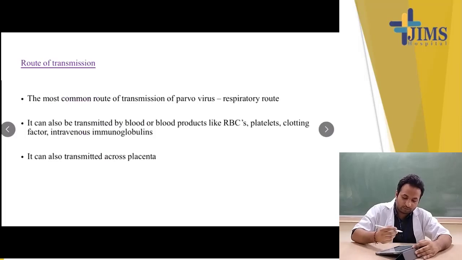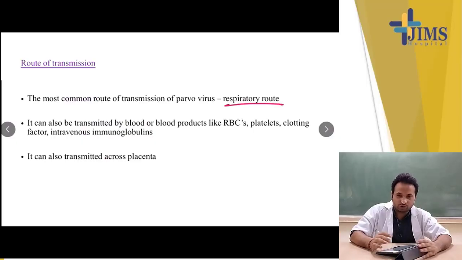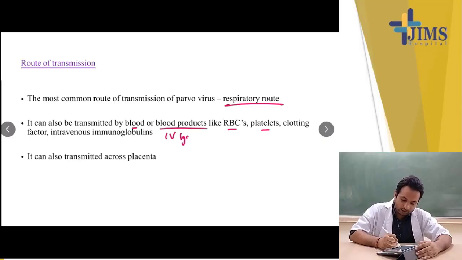Okay, now we come to route of transmission. The most common route of transmission of parvovirus is the respiratory route. It can also be transmitted by blood or blood products like RBCs, platelets, clotting factors, and intravenous IgGs. Then it can also be transmitted across the placenta. So it causes disease in the neonates also.